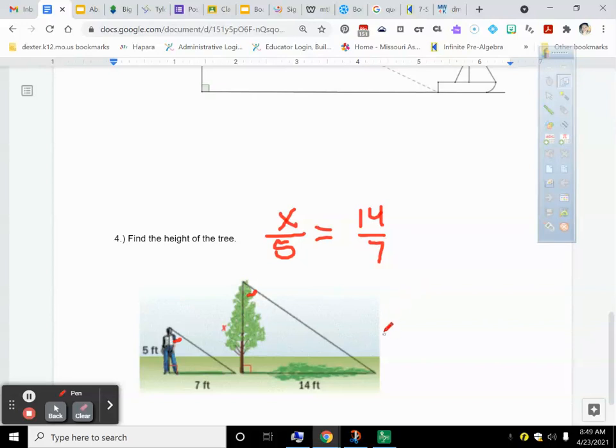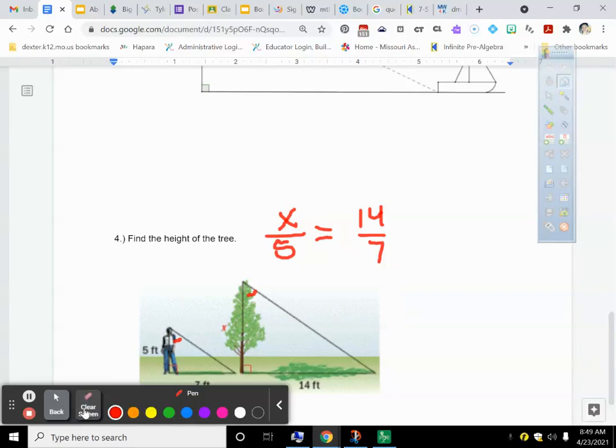All right, Taylor, tell me what to do. 7x equals 7. Divide by 7. So 7x equals 70. You divide by 7 and you get 10.